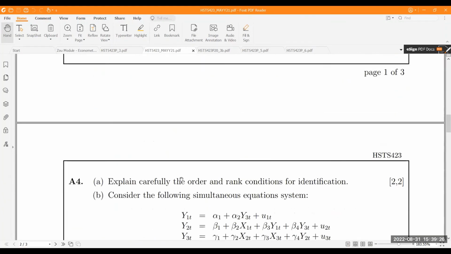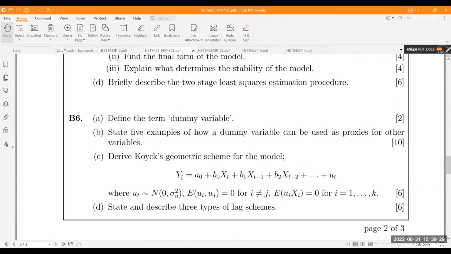We are almost done. Define the term dummy variable. Then state five examples of how a dummy variable can be used as proxies for other variables. I sort of covered the dummy variables here. Then C, derive Koyck geometric scheme for the model. It's a common question here. Then state and describe three types of lag schemes. What are the three types of lag schemes? And what else?